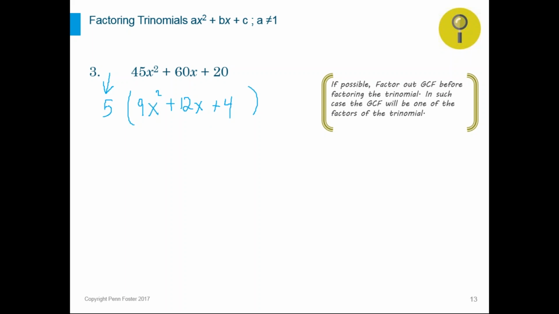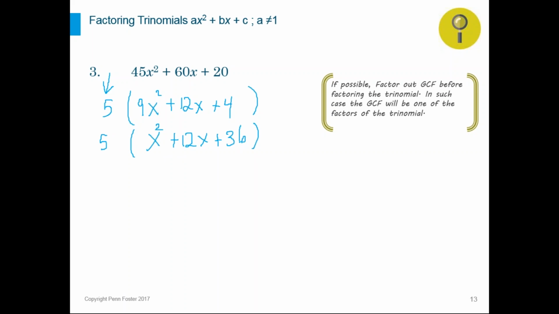Now I'm going to ignore the 5 for now. I have it in my answer. I will have it in my answer. Just look at this trinomial and let's do the steps. Number 1, multiply 9 times 4 is 36. So I'm going to keep my 5. I need it. So I'm going to have x squared plus 12x plus 36, because 9 times 4 is 36.